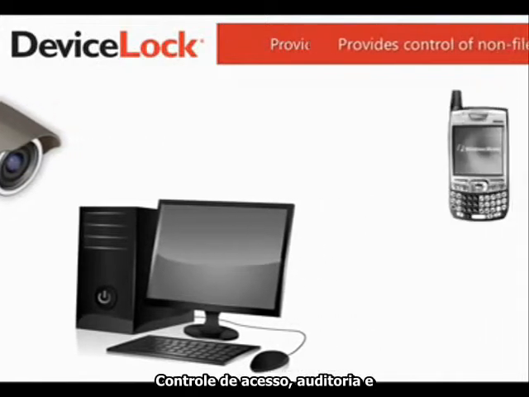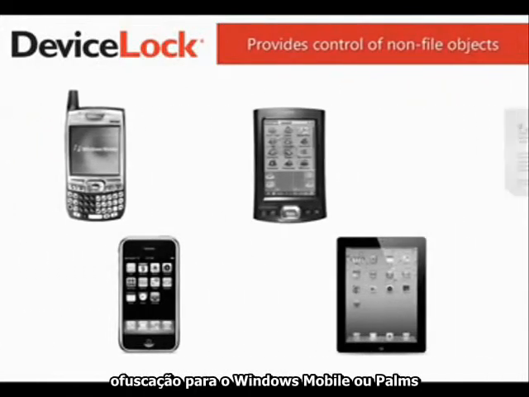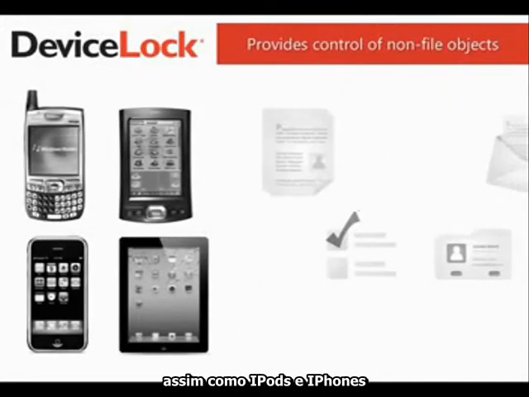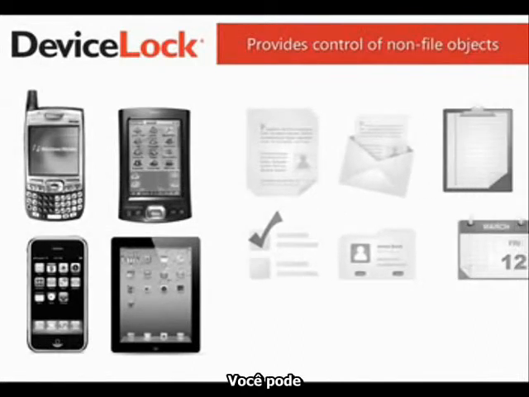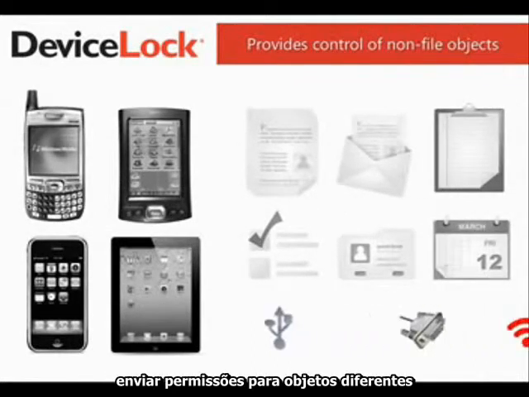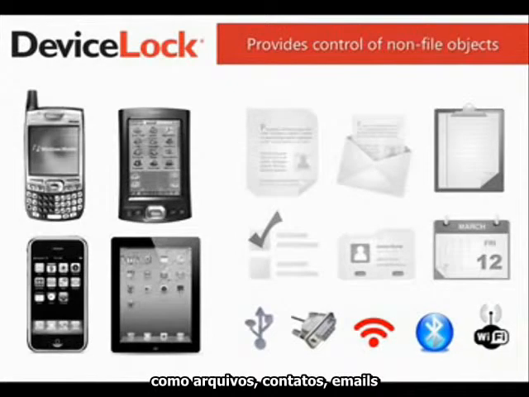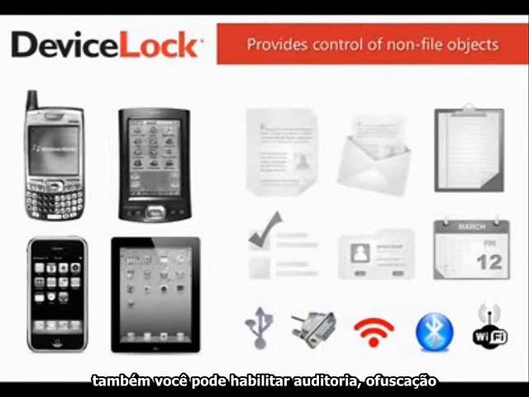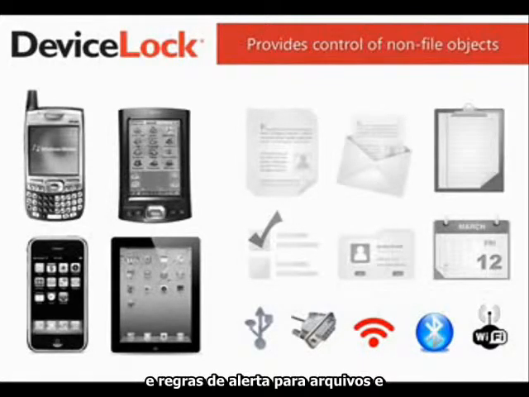DeviceLock supports granular access control, auditing, and shadowing for Windows Mobile and Palm devices, as well as for iPods and iPhones. You can set permissions for different objects, like files, contacts, emails, and so on, transferred from or to these devices. Also, you can enable auditing, shadowing, and alert rules for files and other objects copied from a PC to a device. All connection interfaces are supported.